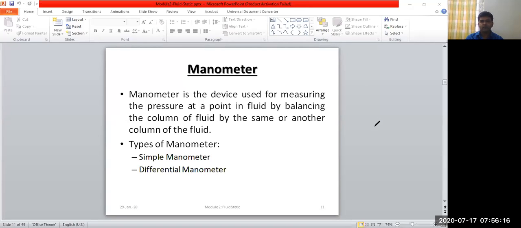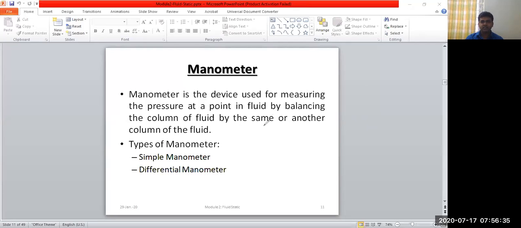Welcome to the class of fluid mechanics. Today, in this session, we are going to discuss the manometer, its definition, and different types of manometer. So let's start with what a manometer is.